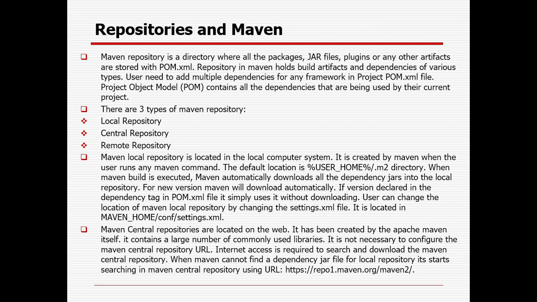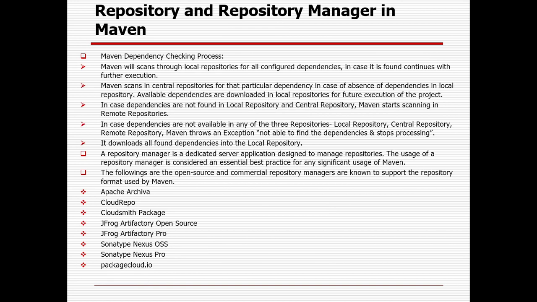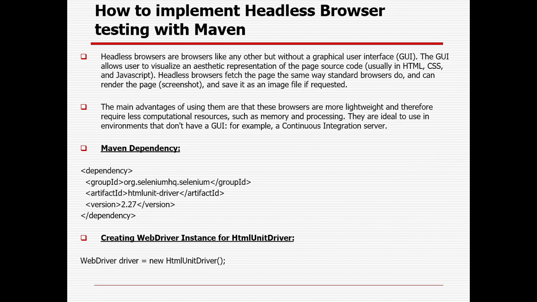You will be using three different repositories: local, central and remote. So the first time you try to download it and give the dependency, it will automatically be added in your .m2 folder, the local repository. Next time, if it is not available, it will try to download from the central repository, and some customized repositories you can get from the remote repository. And there are a few repository management tools available, like Apache Archiva and CloudRepo, right. And you can do headless browser testing. You can add the dependency and perform headless browser testing with the help of a Maven project.